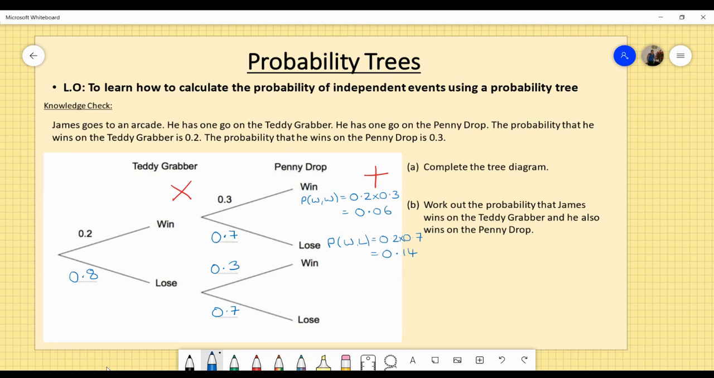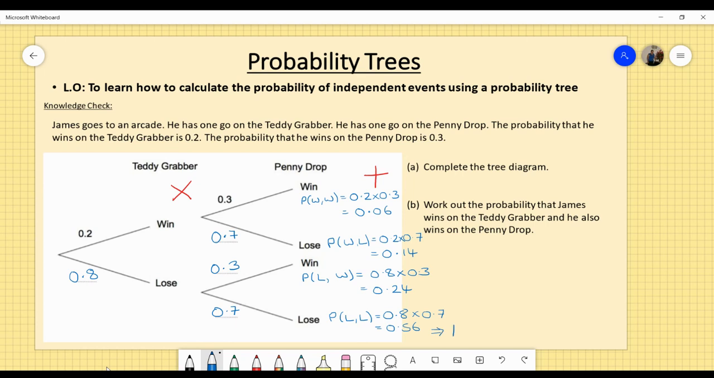Then I've got the probability of losing on the teddy grabber and winning on the penny drop. So 0.8 multiplied by 0.3, that will give me 0.24. And then my last one, so losing on both of them, so the probability of a lose and then a lose is going to be 0.8 multiplied by 0.7, giving me 0.56. And remember, at this point, you want to check 0.06, add 0.14, add 0.24, add 0.56, do in fact all add up to make 1.